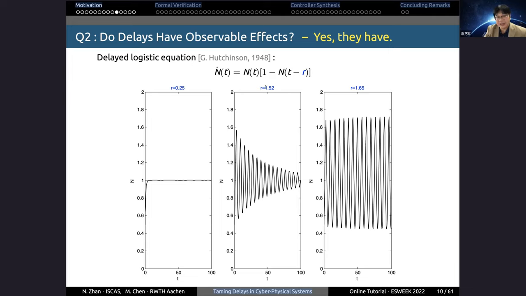Once we enlarge the delay to 1.52, you see that the behavior will fluctuate very much at the beginning, but finally goes to stable. But once we enlarge the delay a little bit to 1.65, you see that the behavior becomes larger, not stable anymore, okay? So you see, definitely delay has observable effects on the behavior of the system.